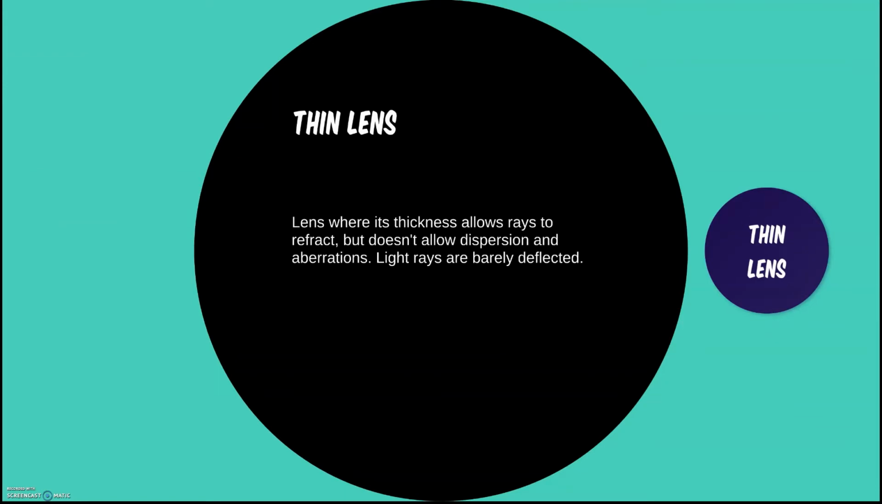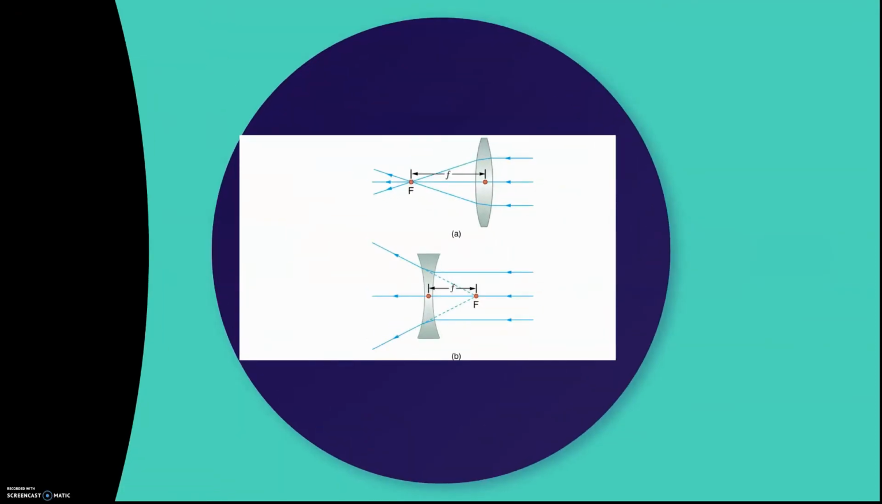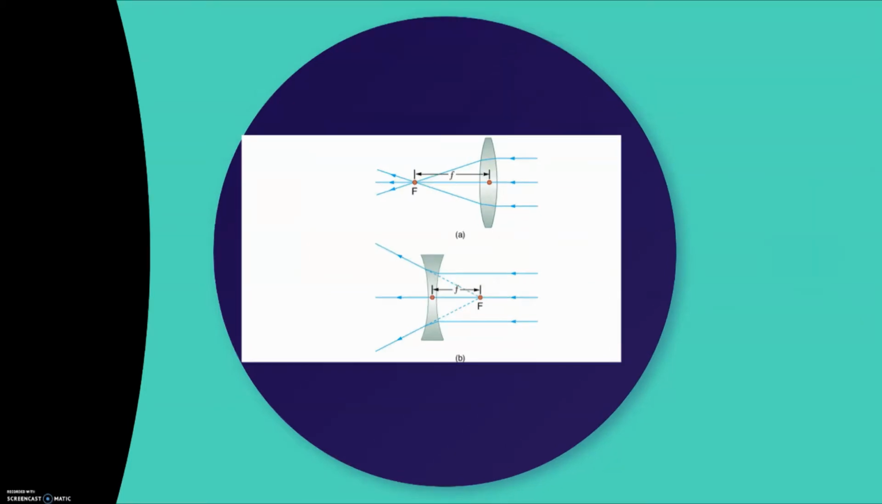The next lens is called a thin lens, and this is described as one whose thickness allows rays to refract, but doesn't allow dispersion and aberrations. So an ideal lens would have two refracting surfaces, but the lens would be thin enough to assume that the light rays bend only once. And a symmetrical lens also has two focal points, one on both sides of the lens, and they're both equidistant. And the light rays that pass through a thin lens's center are deflected by a minimal amount.